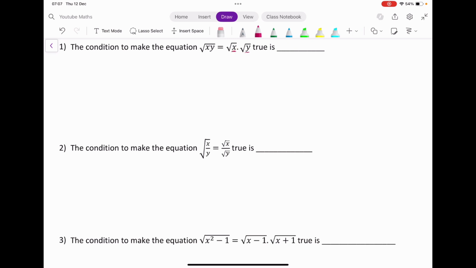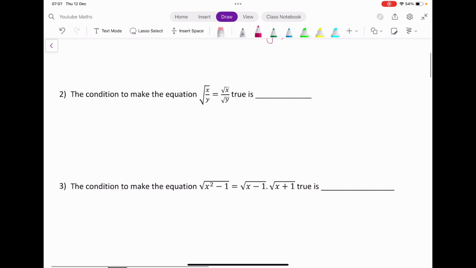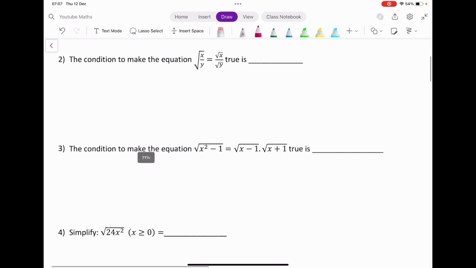So we look at the two surds on their own. X and Y, in order for those to give us a real number and not imaginary, X has to be greater than or equal to 0 and Y has to be greater than or equal to 0. Otherwise it would give us an imaginary number.